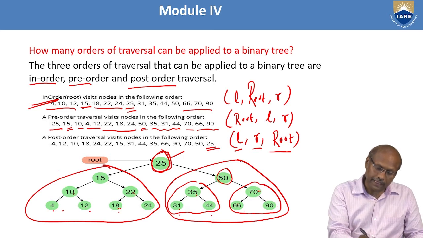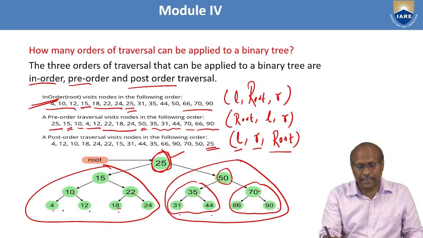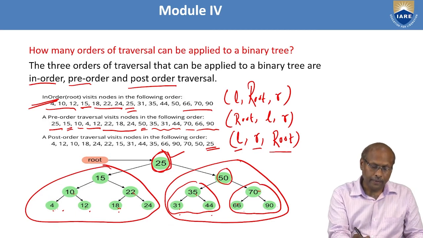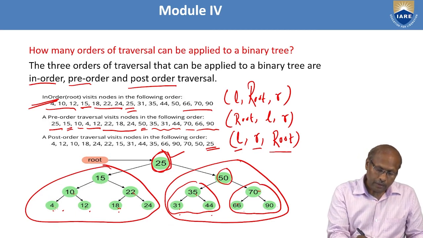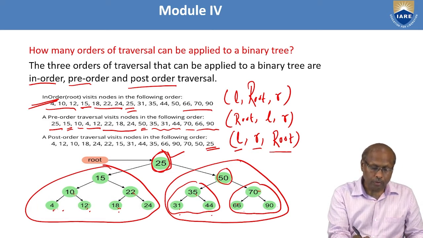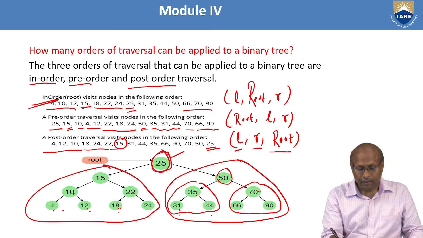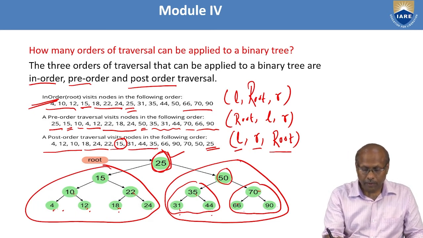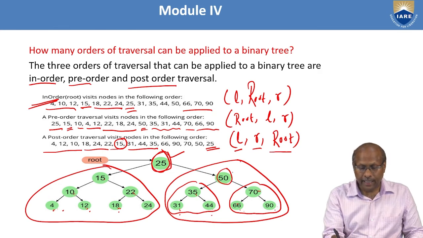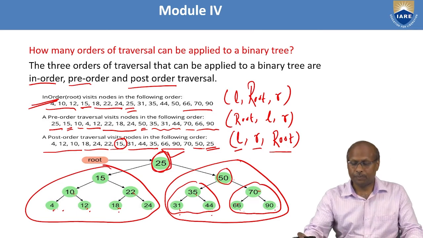So again, apply the same technique for the left subtree as well as the right subtree. First apply it for the left subtree: left, right, and then root. 4, 12, and 10 for the left subtree; 18, 24, and 22, and then 25, and then 15. Again for the right subtree: 31, 44, and 35, and for this 66, 90, and 70, and then 50. So this is the way you can answer it.